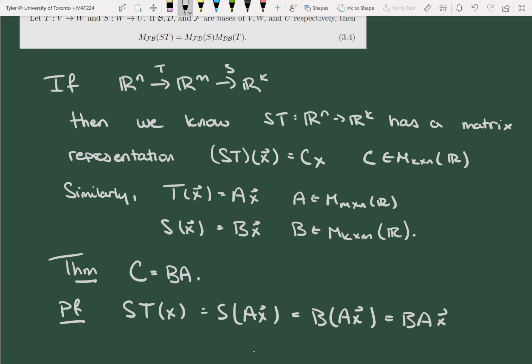So that's a theorem, and that's not a crazy theorem, right? That's what matrix multiplication is. It's the composition of those linear transformations.